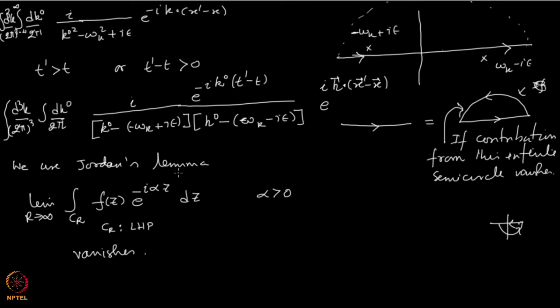So, I will use this, and already we have answered both our questions: where I should close, whether upper half plane or lower half plane, and whether the integration over the semicircle is 0. So, I should close in the lower half plane when t prime minus t is positive, and yes, the integral vanishes, as you can see from Jordan's lemma.